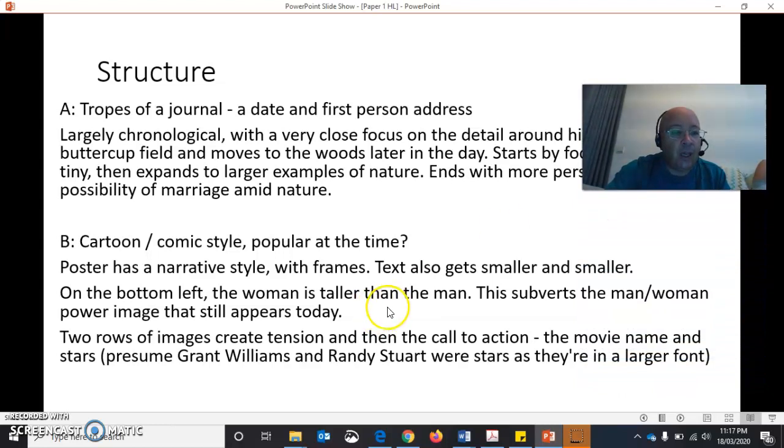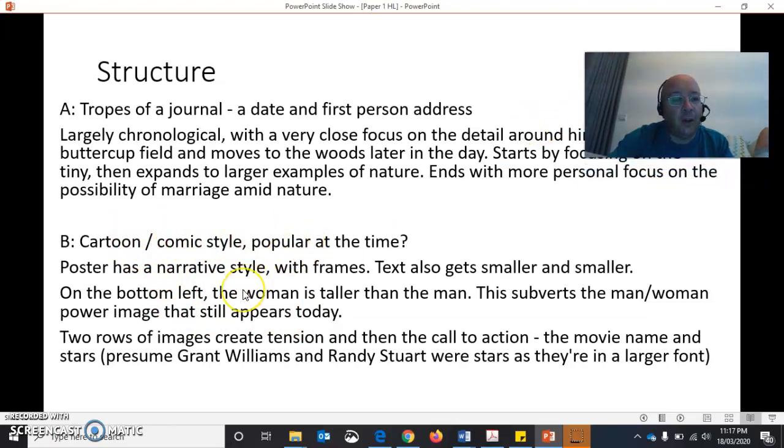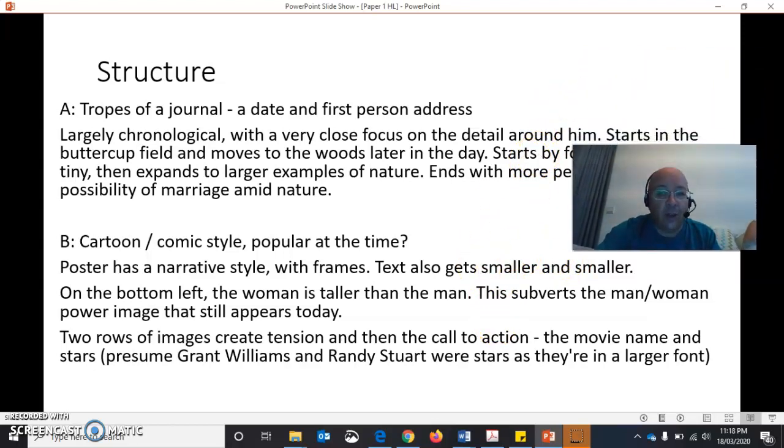The movie itself, in terms of the structure, has a kind of cartoon comic style. Obviously computer graphics weren't invented then. It doesn't use photography either. It uses these illustrations. The poster has a comic style, these narrative boxes, these frames that it uses, and also the text gets smaller and smaller, which obviously reflects the idea of the plot of the movie as well. In the bottom left, the woman is taller than the man. That's very unusual even today. When you look at magazine covers and movie posters, the man is nearly always taller in those images than the woman. So it's interesting if we look at it through a feminist lens, how that appears to us there.